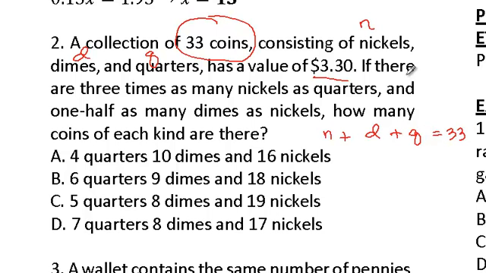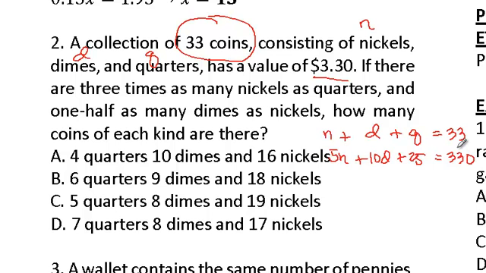Now the second is the value of 3.30. So let's go to the value. Nickel is how much? Five, right? 5 cents, so we'll have 5N. That's how many cents? If there are 10 nickels, it will be 50 cents. D is 10 cents, so 10D. Q is 25, so plus 25Q. All in all, this will be in cents, 330 cents. So that's already two equations. We just need one more.